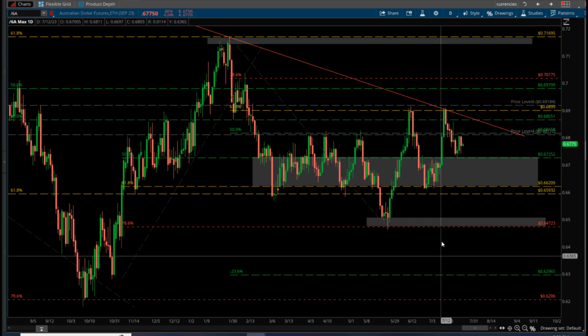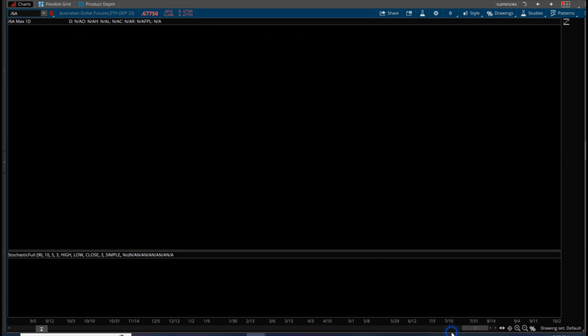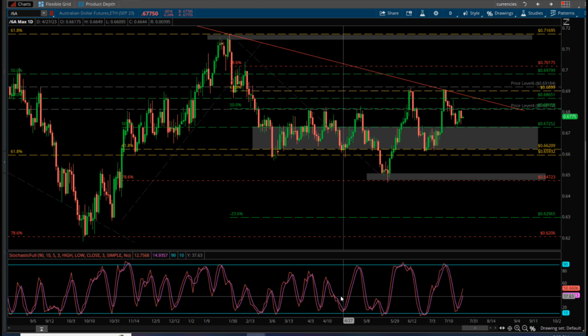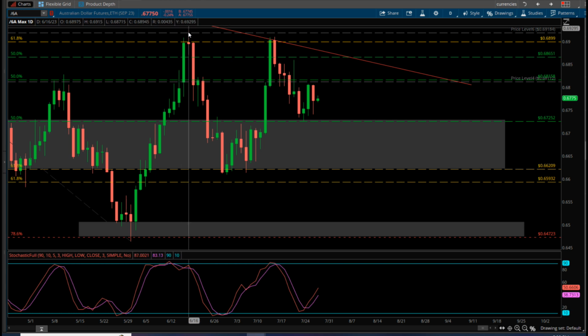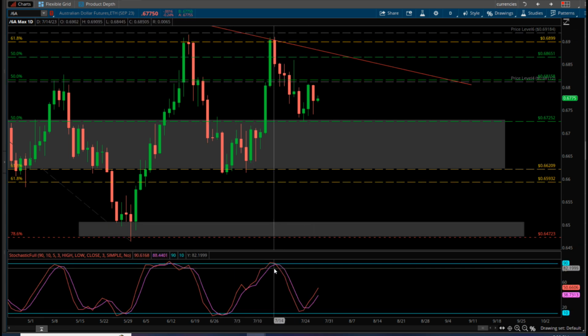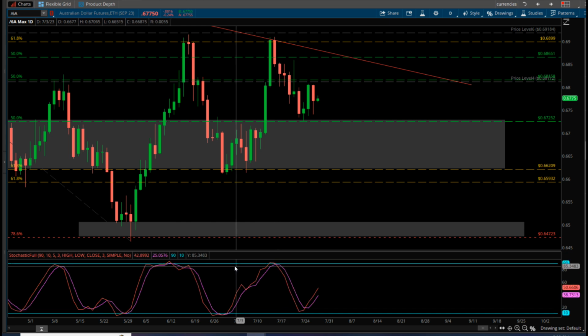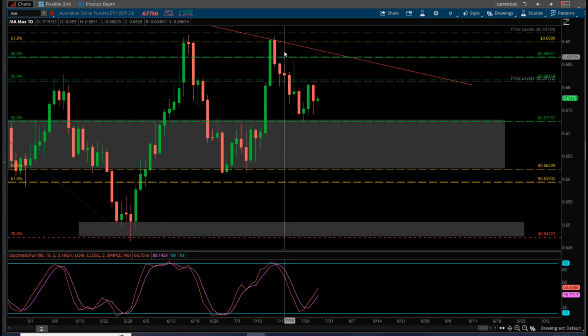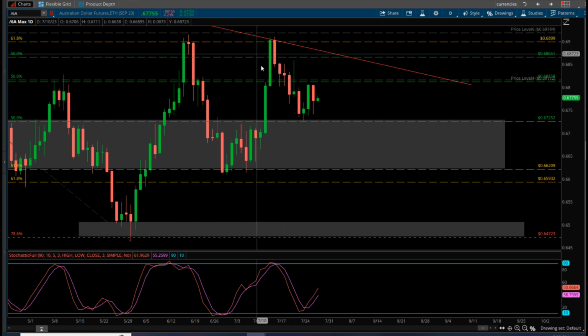resistance right here, and also when I load up the study set, we have maybe slightly divergence from here to here, but it is the overbought right here, and it started to turn. So I figured I had overbought, slight divergence, I had support, had a trend line, so I had a lot of confluence here. Felt really good about it.